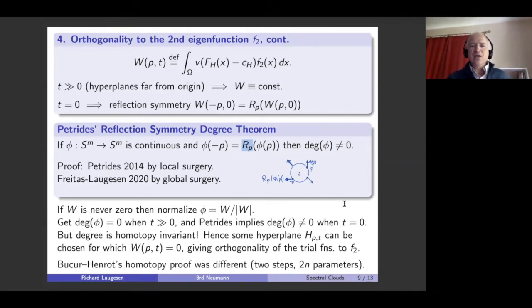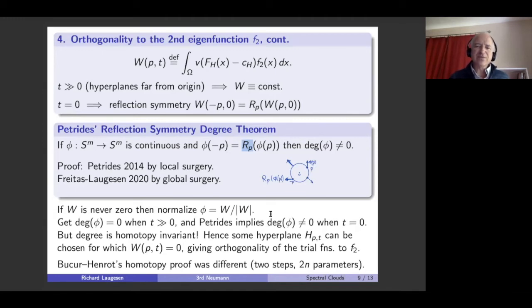So how do we use the result? Well, if W is never 0, which is bad for us, then in some sense it's good because we can normalize, and we get a phi. Phi here depends upon P and upon T, so now we can use a homotopy argument. And we know what happens when T is very large. When T is very large, this vector field is constant when hyperplanes are far from the origin. And so we get degree 0. But Petrides implies, using reflection symmetry, that when T = 0, when the hyperplane goes through the origin, the degree is non-zero. Okay. So degrees are homotopy invariant. So this cannot be right, which means that W must vanish somewhere.